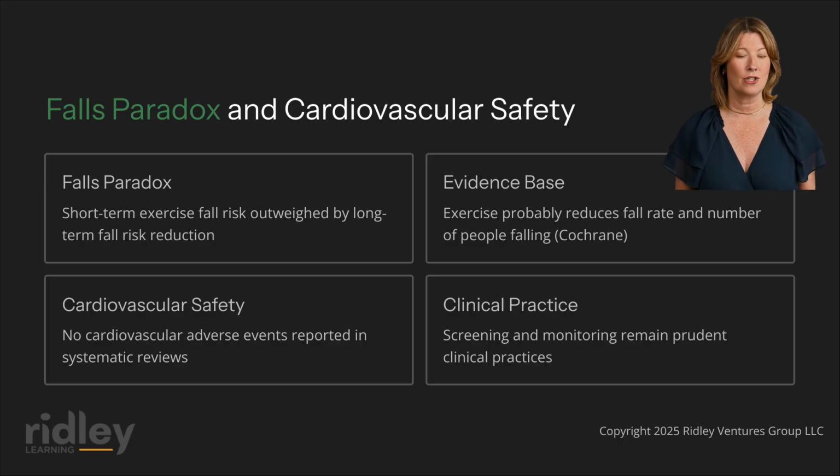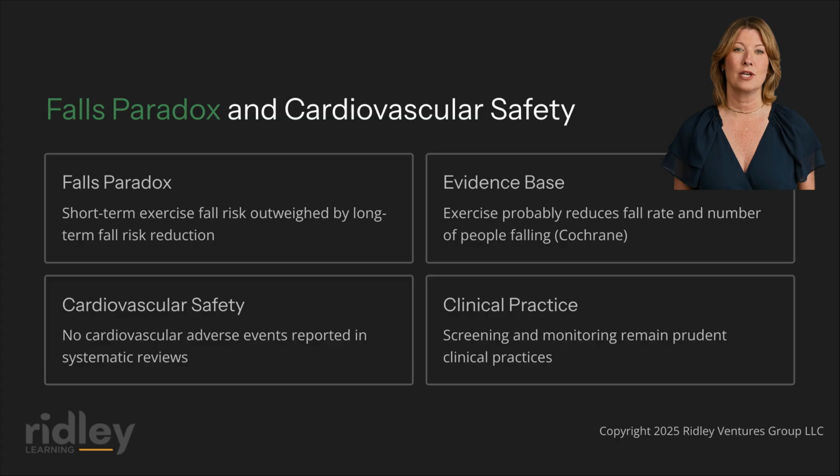The relationship between exercise and falls in Parkinson's disease involves paradoxical elements that require careful clinical interpretation. While falls represent a risk during exercise participation, appropriately designed exercise programs actually reduce fall risk through improvements in balance, strength, and gait stability. A Cochrane systematic review specifically examining falls prevention interventions found that exercise interventions probably reduce the rate of falls and probably slightly reduce the number of people falling in people with mild to moderate Parkinson's disease. The key insight is that the short-term risk of falls during exercise is outweighed by the long-term reduction in fall risk achieved through improved physical function.